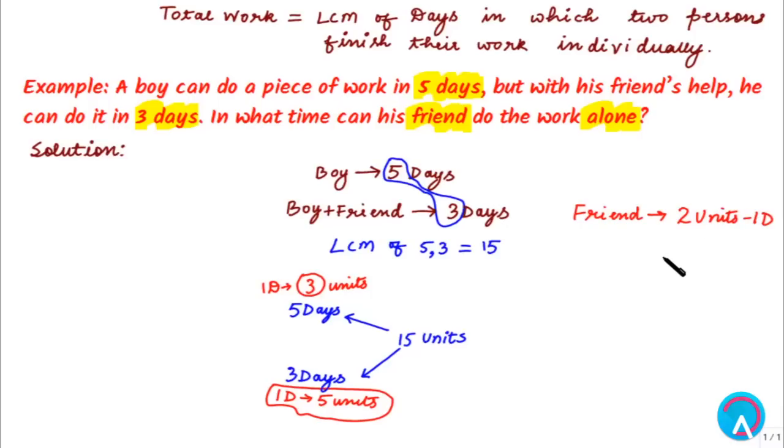And what we have to find here is in what time can his friend do the work alone. So he's doing 2 units in one day and total work is 15 units. So the time taken by the friend to complete 15 units of work will be 15 by 2 days, and we can convert this into a mixed fraction. That will be 7 and 1 by 2 days.